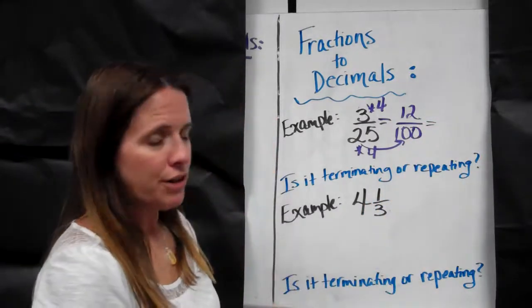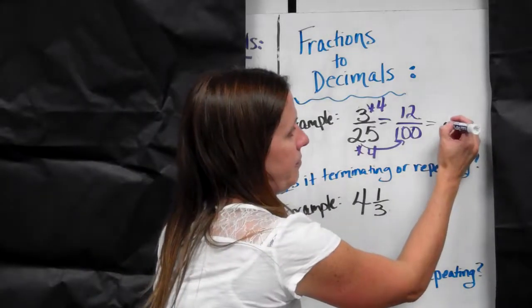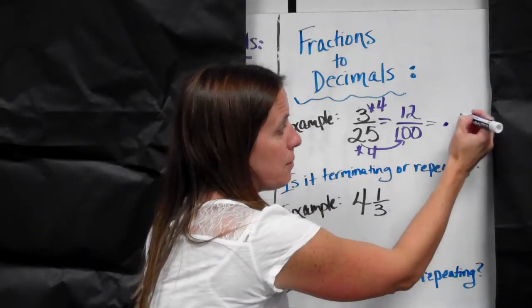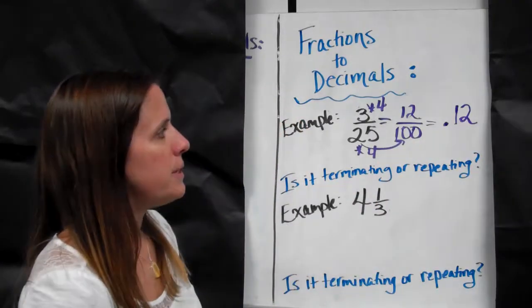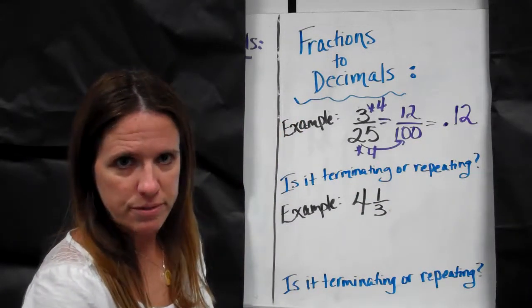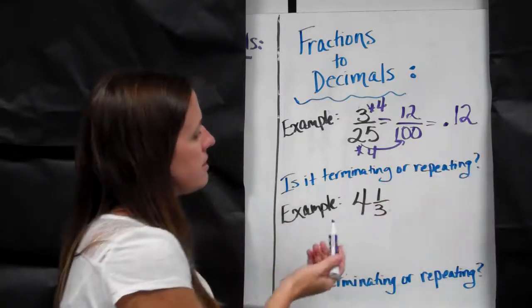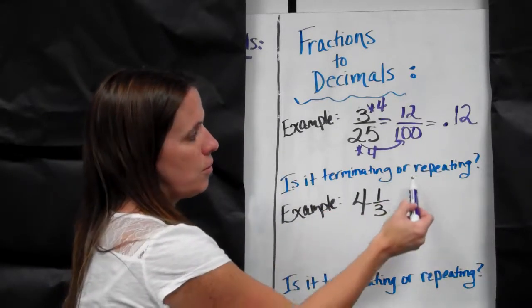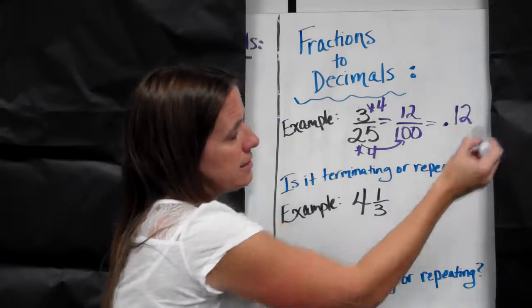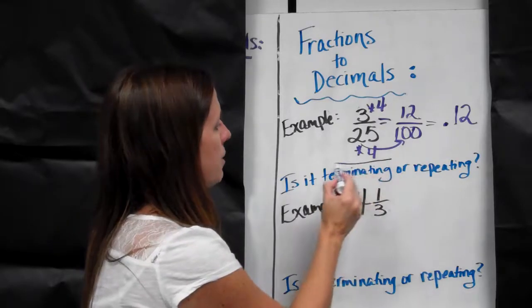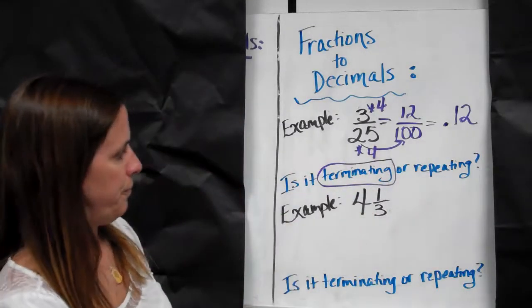How do you write 12 hundredths as a decimal? You put your decimal point, and if you know your place value, tenths is the first place, hundredths is the second, so it would be decimal point 12, 12 hundredths. Does this decimal end, or does it repeat? I didn't have to do a bar. I'm not writing the same numbers over and over, so I would call this a terminating decimal.